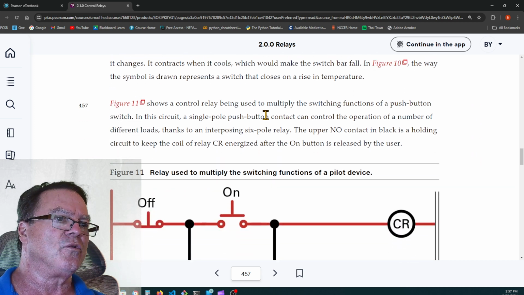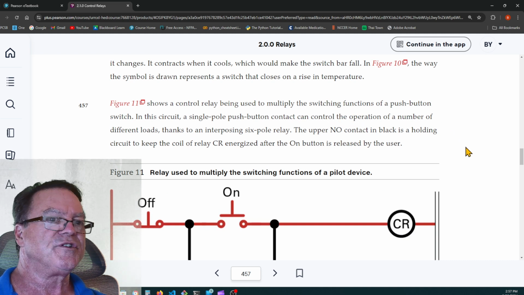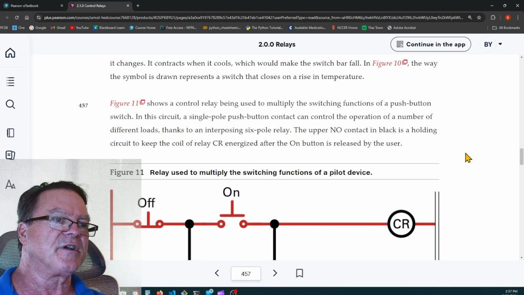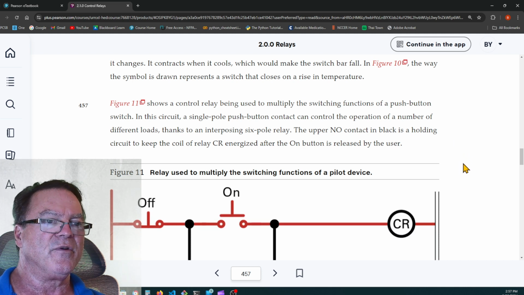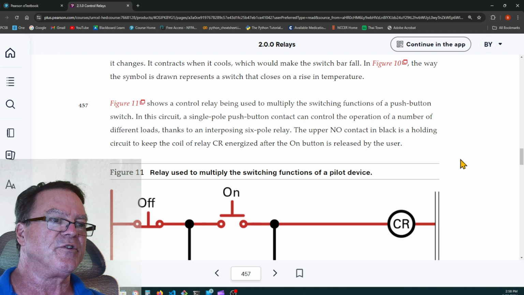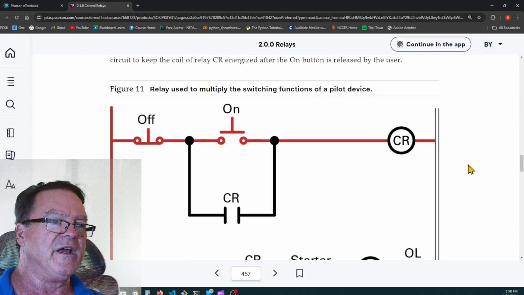Figure 11 shows a control relay being used to multiply the switching functions of a push-button switch. In this circuit, a single pole push-button contact can control the operation of a number of different loads, thanks to an interposing 6-pole relay. So here's my control relay. We have a simple, momentary, normally open on switch, and there's a normally closed off switch.